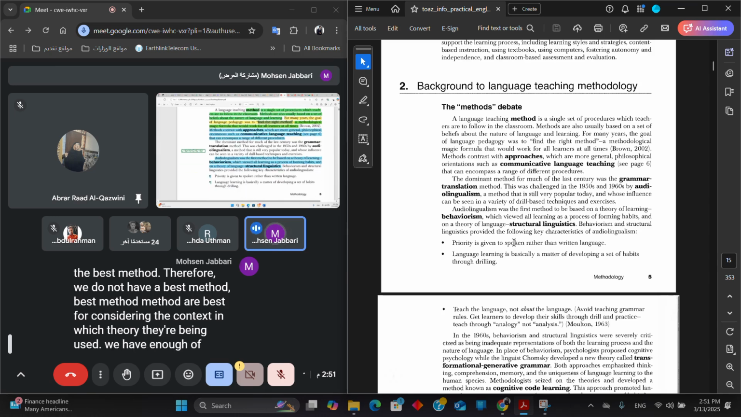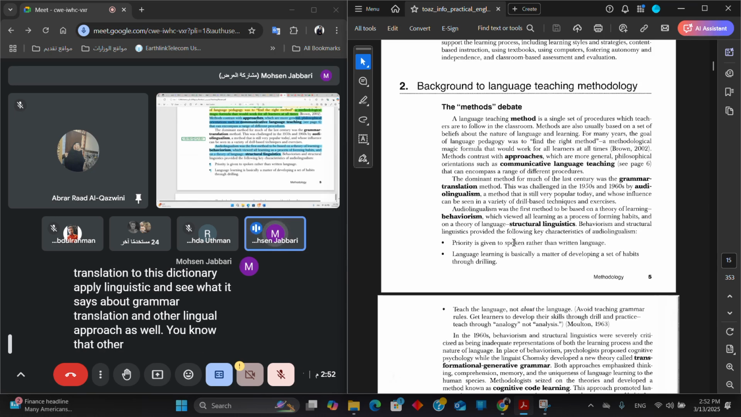We have had enough discussions about communicative language teaching and grammar translation. After the class, you may just check grammar translation in the dictionary of applied linguistics and see what it says about grammar translation and the audiolingual approach as well. You know that audiolingualism is rooted in behaviorism. They treat learning a foreign language as forming habits through repetition, imitation, and conditioning.